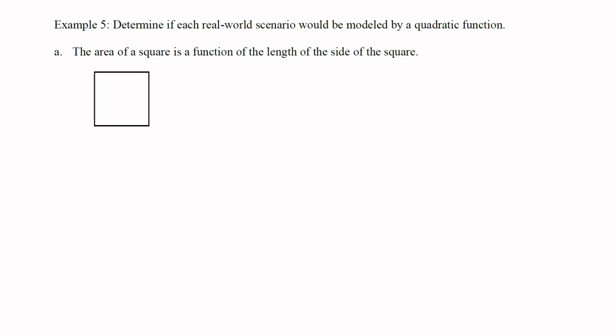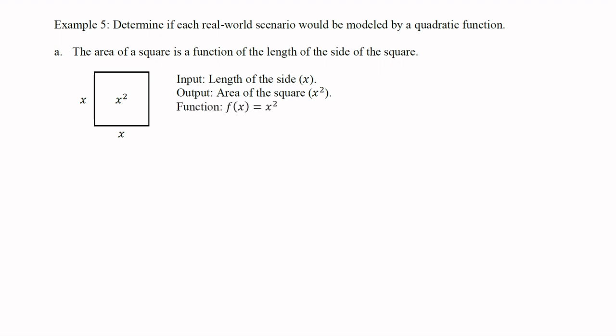So we're going to determine if each real-world scenario would be modeled by a quadratic function. So let's take a look at the area of a square as a function of the length of the side of the square. So let's draw a picture. Here's our square. And if we say that each side is x, to find the area of that square, we multiply the length times the width, which in this case, both are x, so it's x times x, which is x squared. Now we can write a function f of x equals x squared, and that most certainly is quadratic. So this situation is a quadratic function.